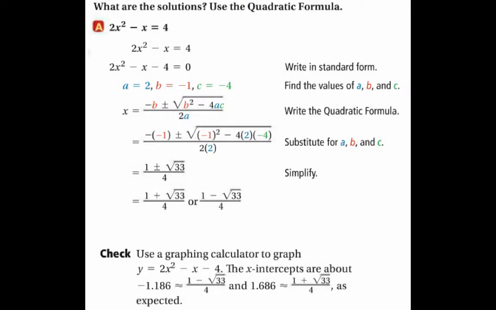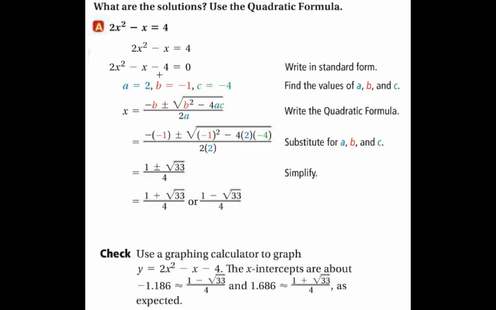Here's an example of using the quadratic formula. The quadratic formula is not that difficult to use. We just have to identify a, b, and c, substitute them into the formula, and then the simplification part is where it can get a little messy, but it's just some basic algebra. If we want to solve our equation 2x squared minus x equals 4, the very first thing we have to do is write it in standard form. So we will subtract 4 to the other side.